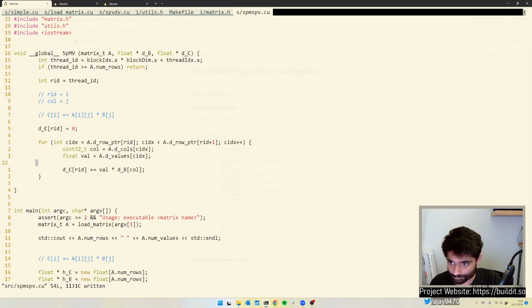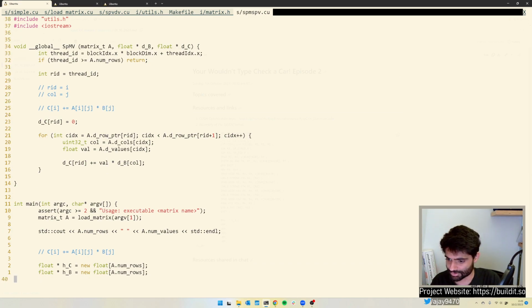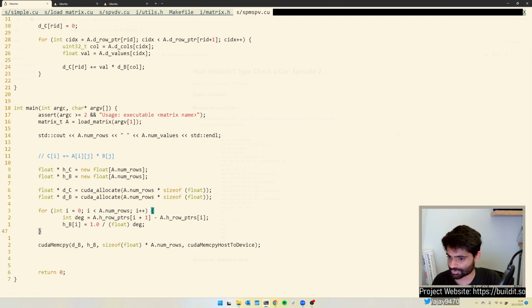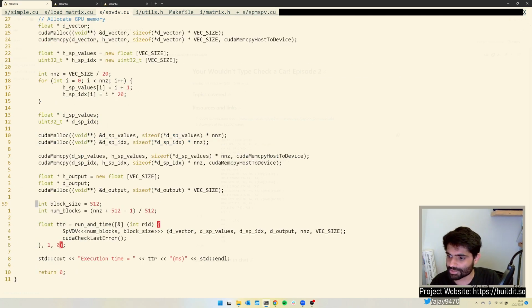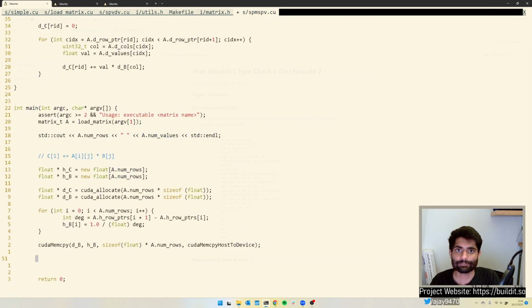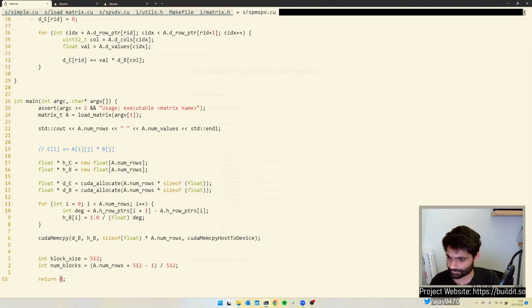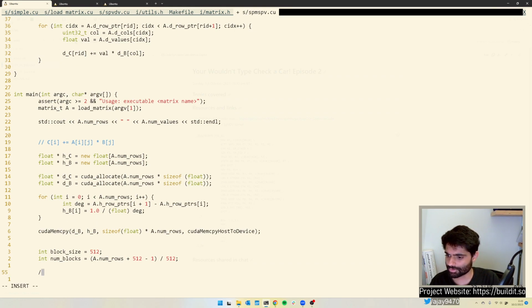Let's see if this runs properly, if there are any errors or anything, but yeah, we also need to launch it. Now, how many threads do I need? The number of threads I need is going to be equal to the number of rows, because I'm mapping each row to a different thread. So let's see. I'm going to keep the block size 5 and 2. That's okay. A of num rows. And I'm ready to launch the kernel.